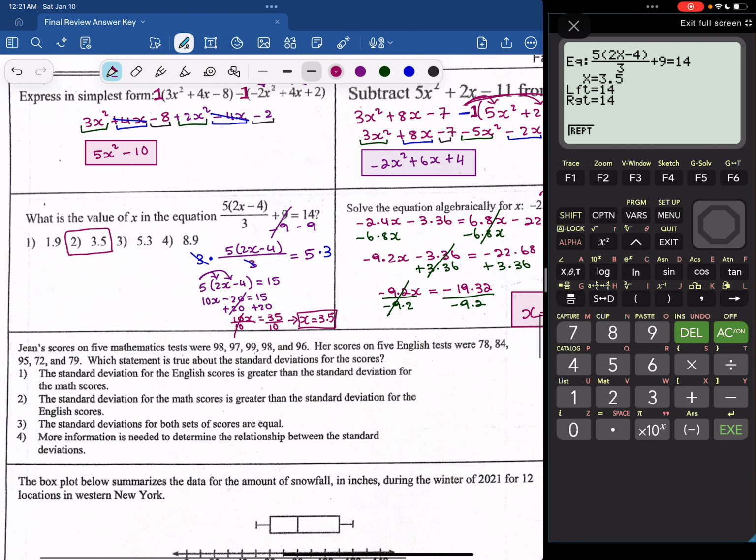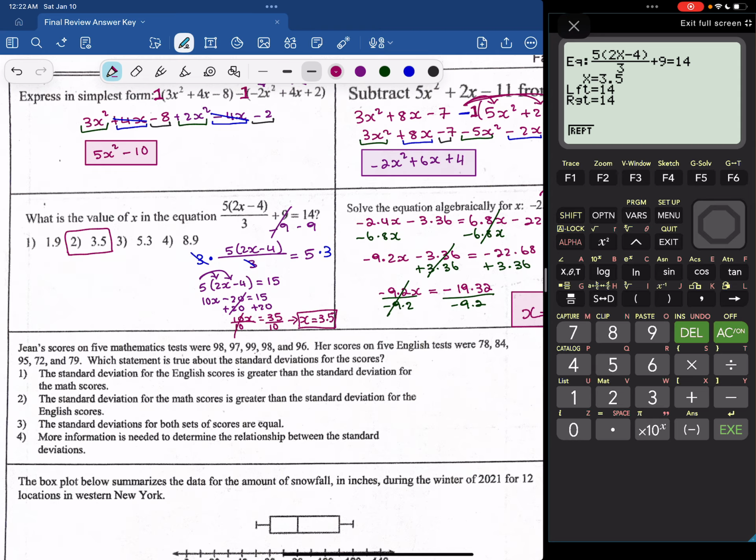All right. Jean's scores on 5 mathematics tests were 98, 97, 99, 98, and 96. Her scores on 5 English tests were 78, 84, 95, 72, and 79. Which statement is true about the standard deviations for the scores? So here we need to compare the standard deviation for her math scores and her English scores.